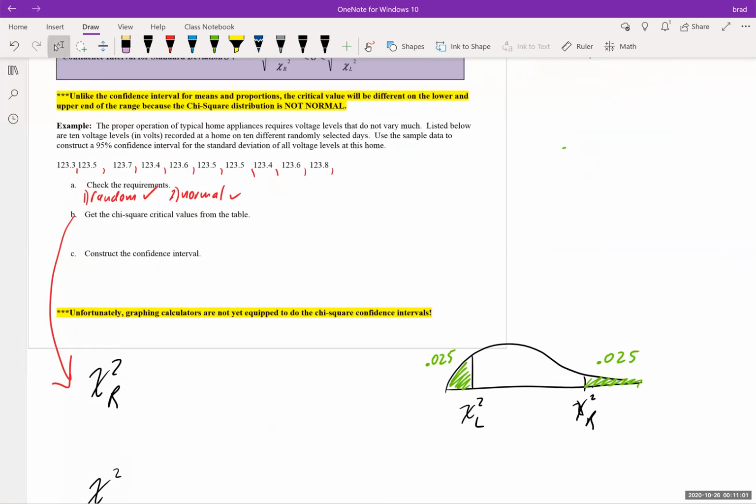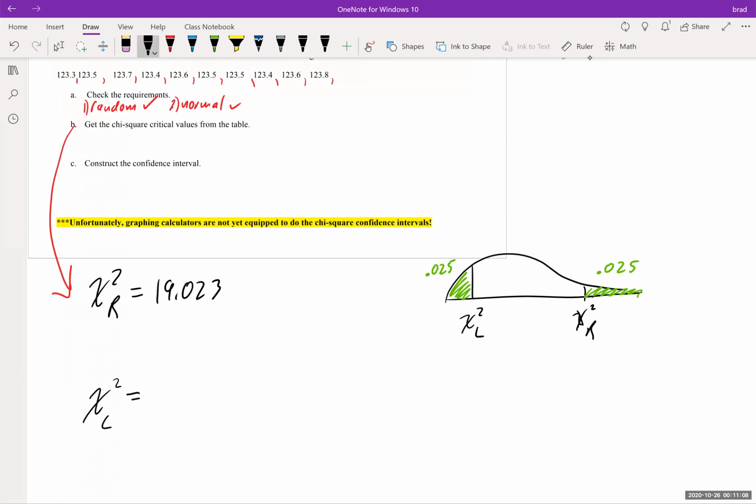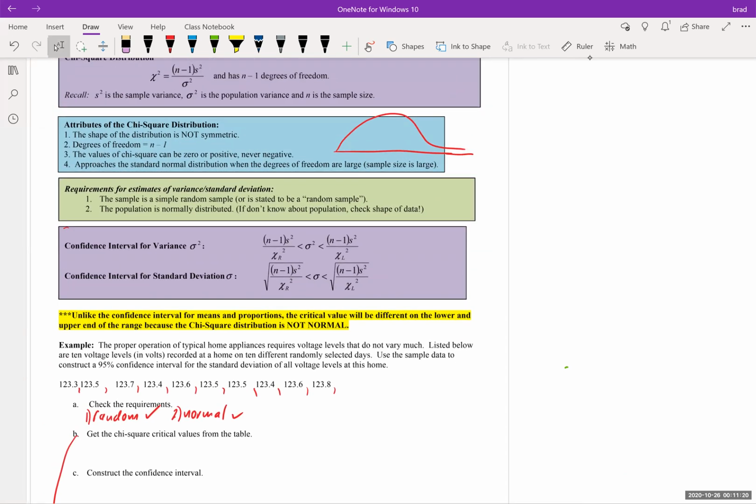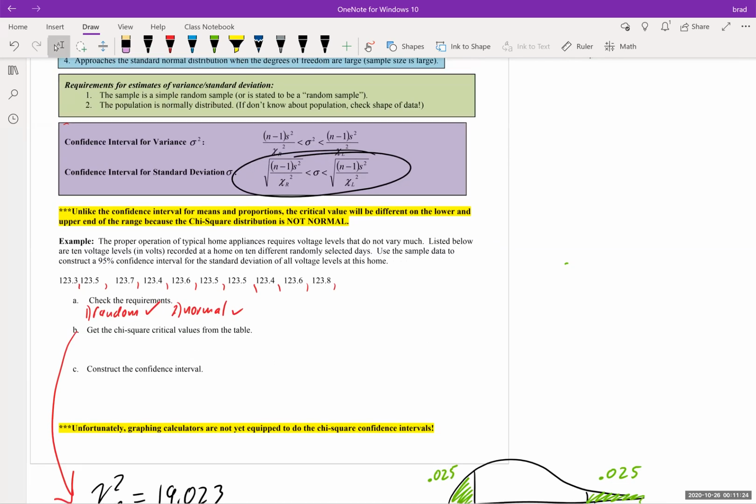So I now know that my chi-squared right is worth 19.023, and my chi-squared left is worth 2.700. So we found both of those values. Now, if we look at the formula, it says if you want to find the confidence interval, you set this up. So I'm going to construct my confidence interval. Let's go over here so I don't run out of room once again. And I'm going to do the square root of n minus 1, which would be 9, times the standard deviation.